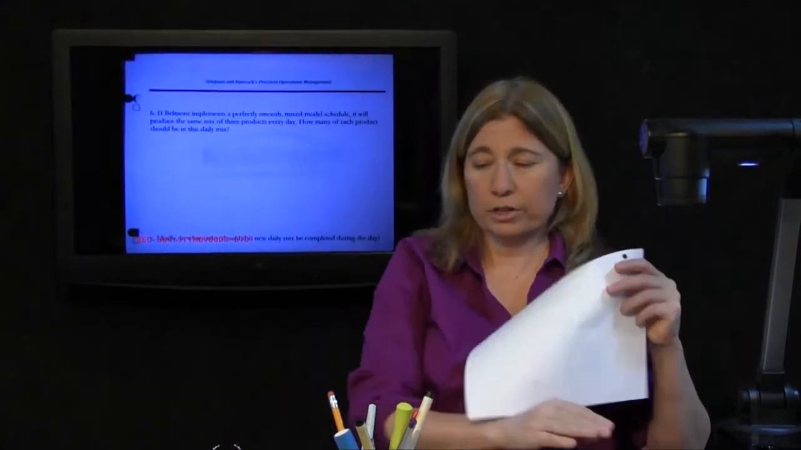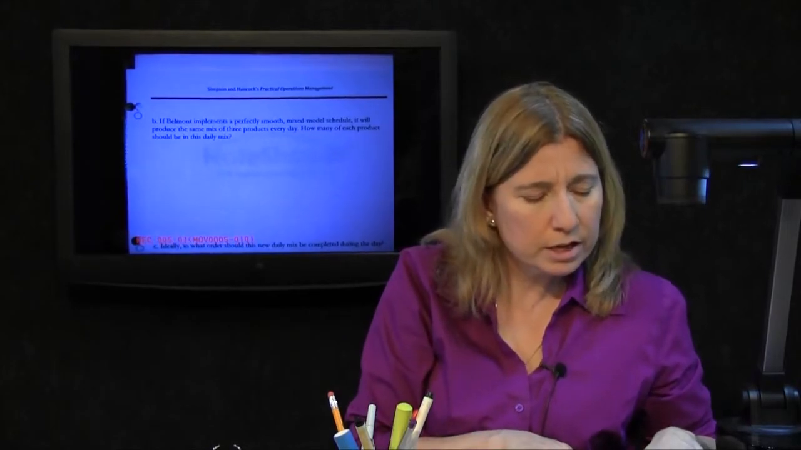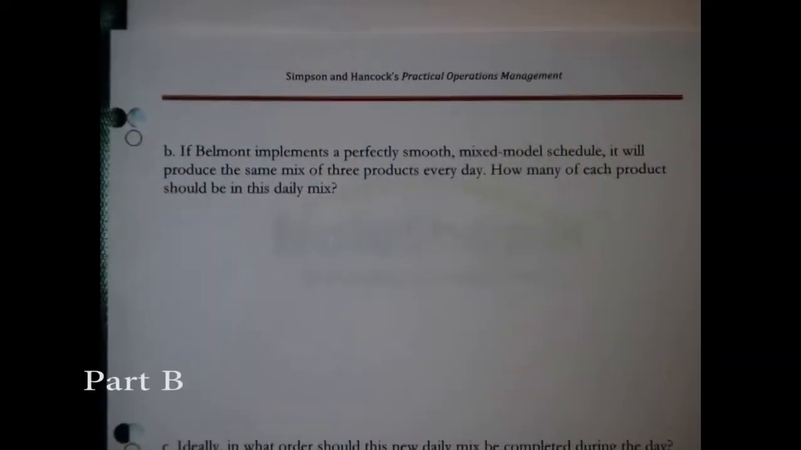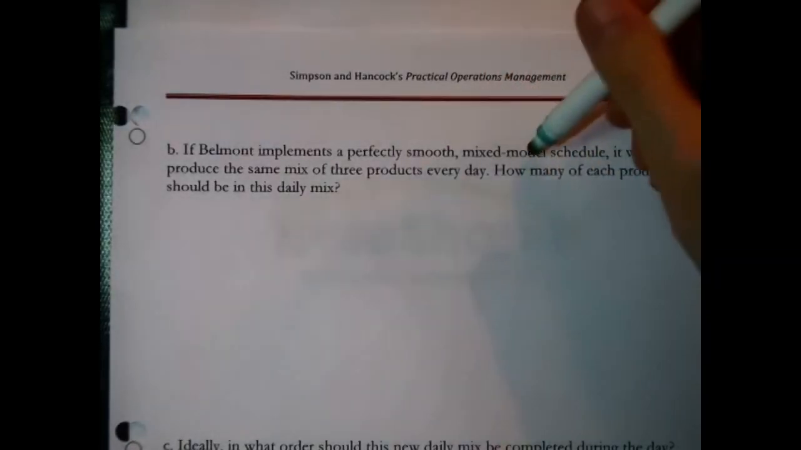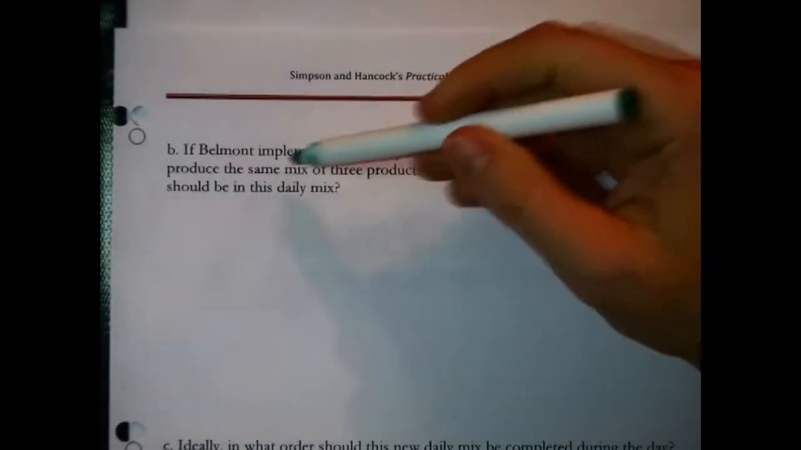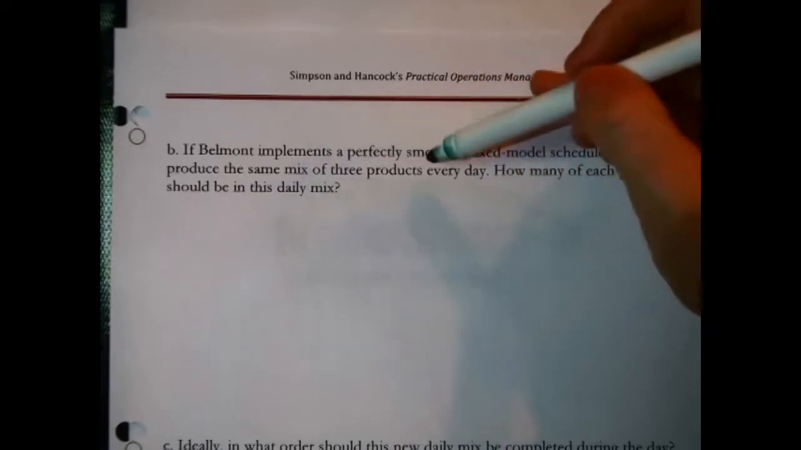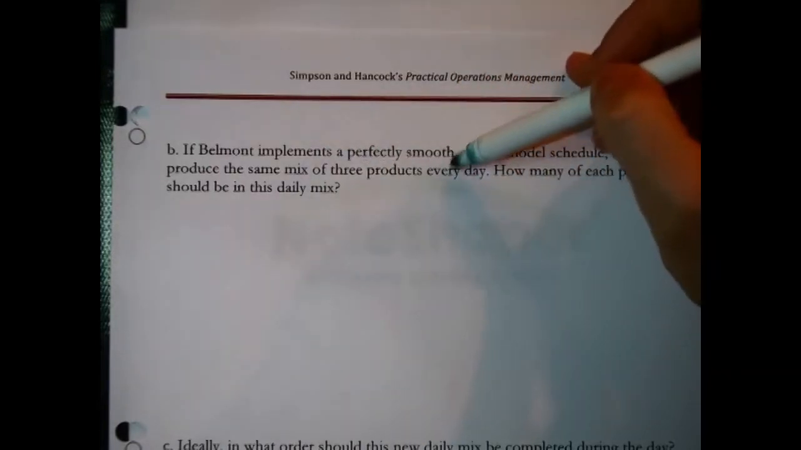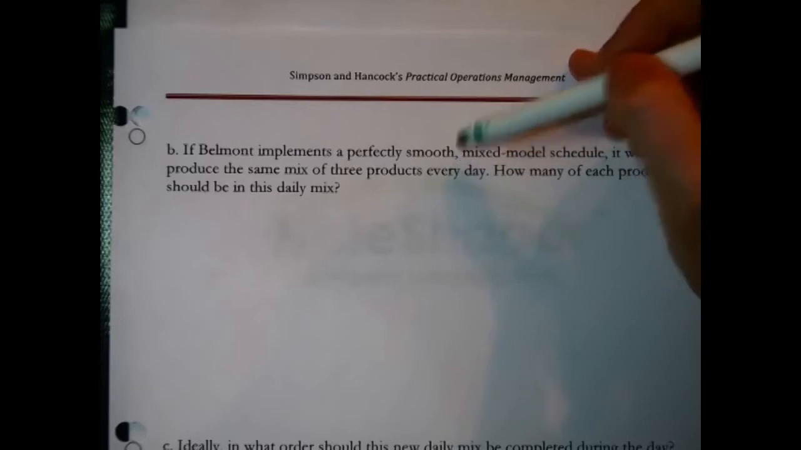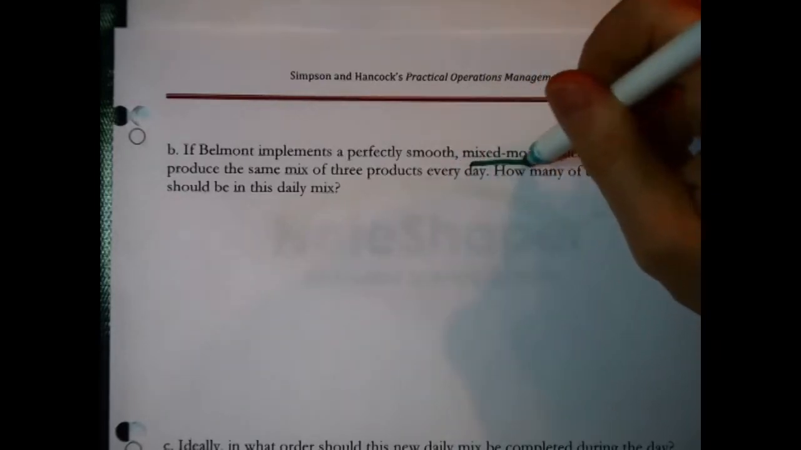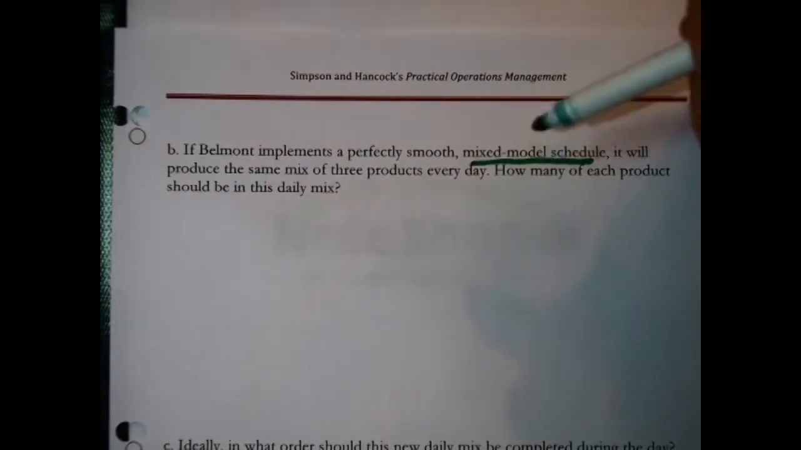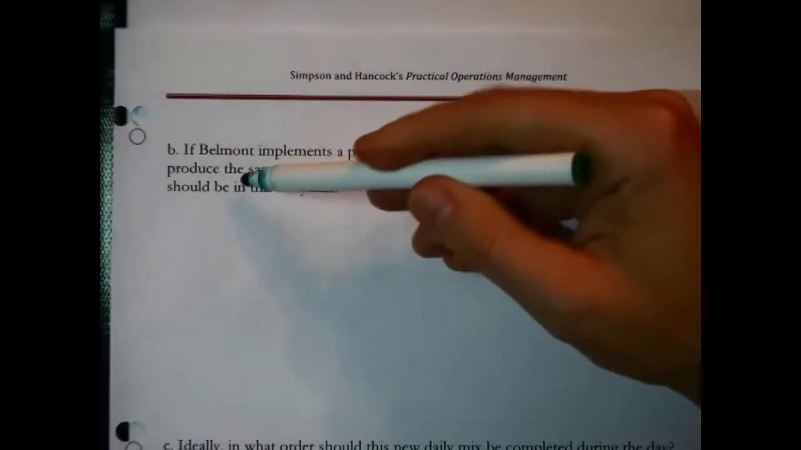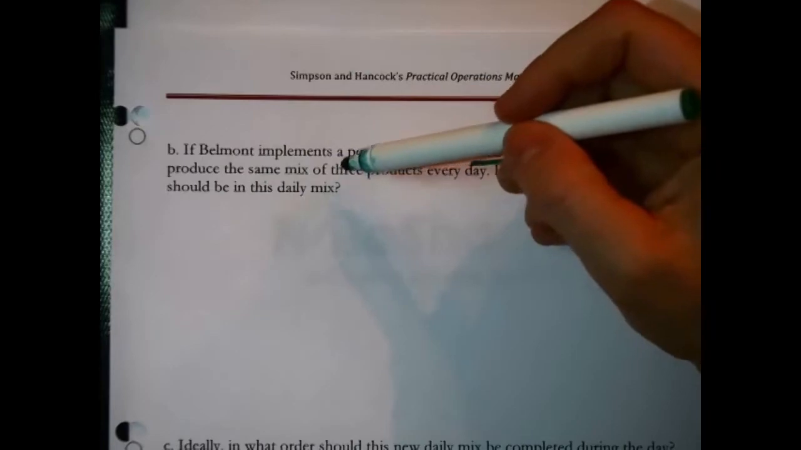The next question is more from the president's standpoint. If Belmont implements a perfectly smooth, that's what the president was proposing, mixed model schedule, it will produce the same mix of 3 products every day. Oh, and this is just a nice little fact. We would already know that from the fact that we know what mixed model scheduling is. It means you always produce the same amount every day. How many of each product should be in this daily mix?